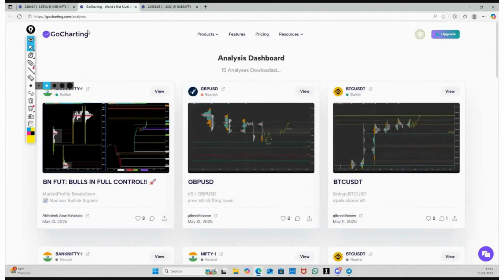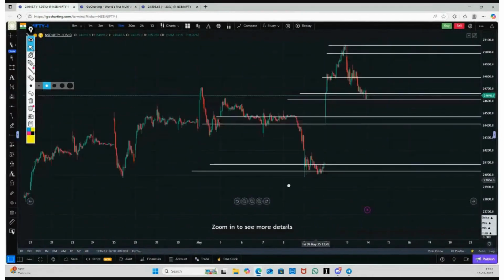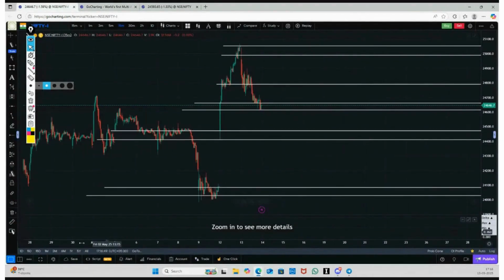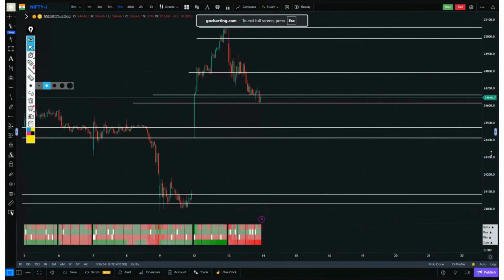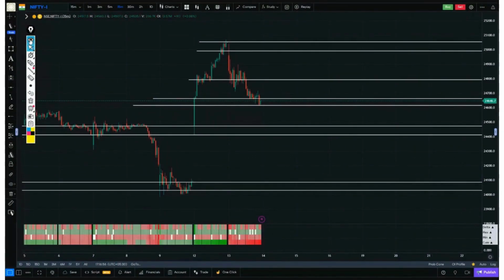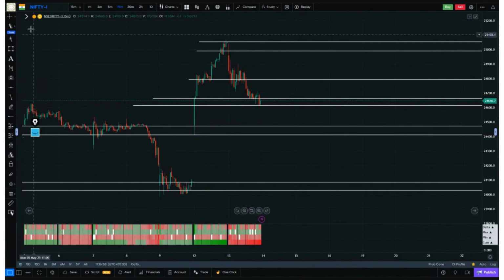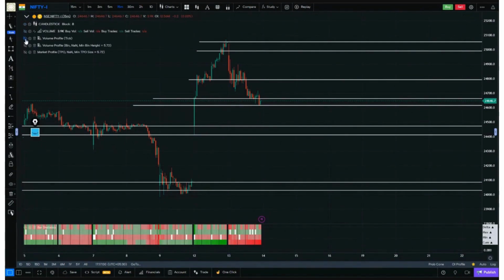Okay. So now let's look at today's Nifty. Before switching to order flow, let's quickly check the confirmation from the volume profile here to see what kind of confirmation the volume profile was giving.